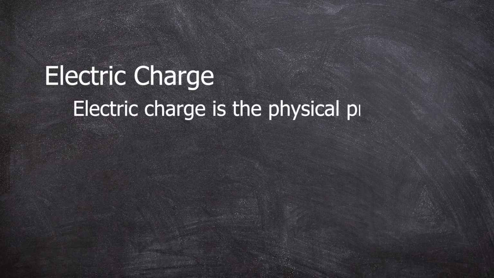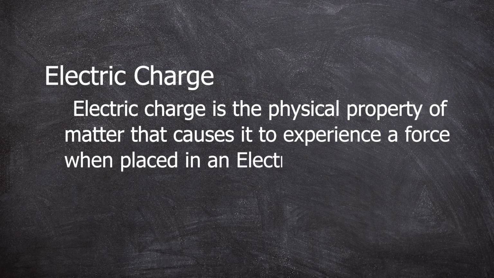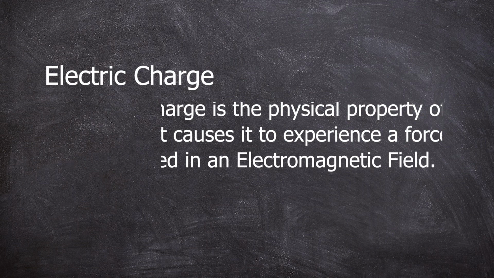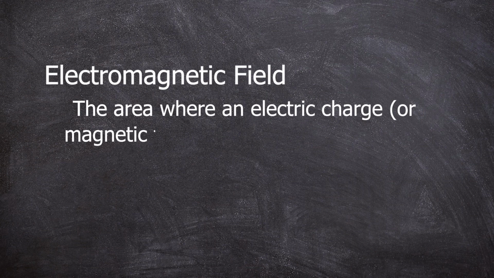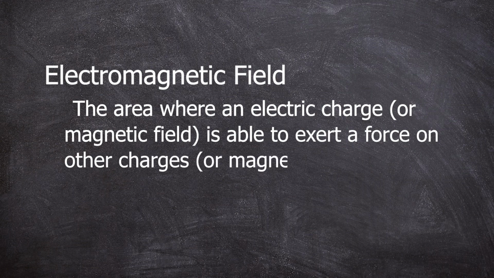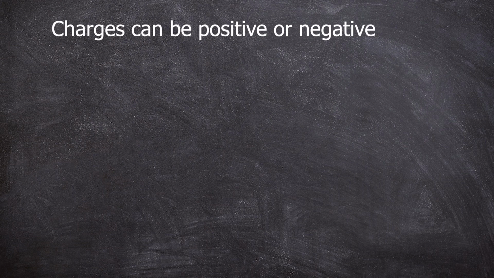Electric charge is a property of matter that causes it to experience a force when placed in an electromagnetic field. For the purposes of this video, we will define an electromagnetic field as the area where an electric charge is able to exert a force on other charges nearby. Charges can be positive or negative.